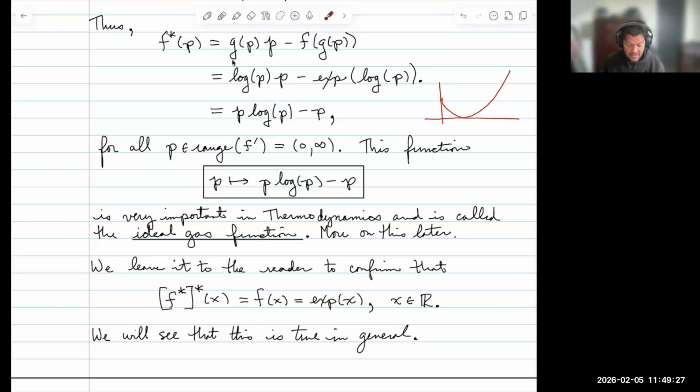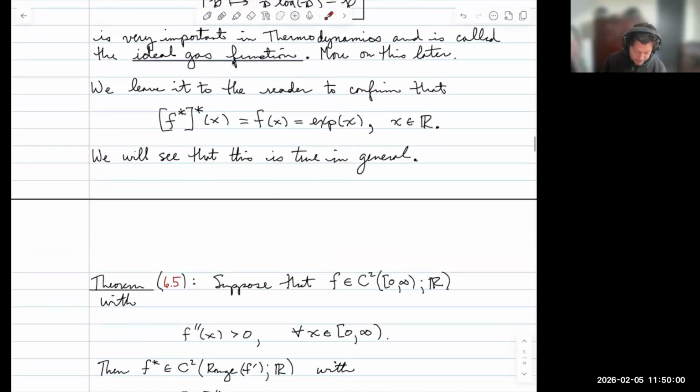Take the Legendre transform of that, you get what? You get another convex function. That has to be the case. But it turns out that when you take the Legendre transform of the Legendre transform, you always get back to the original function as long as you've started with a convex function to begin with. So in this case, we take the Legendre transform of the Legendre transform, we're going to get back to e to the x. We're going to see that this is precisely true in general with the next theorem.